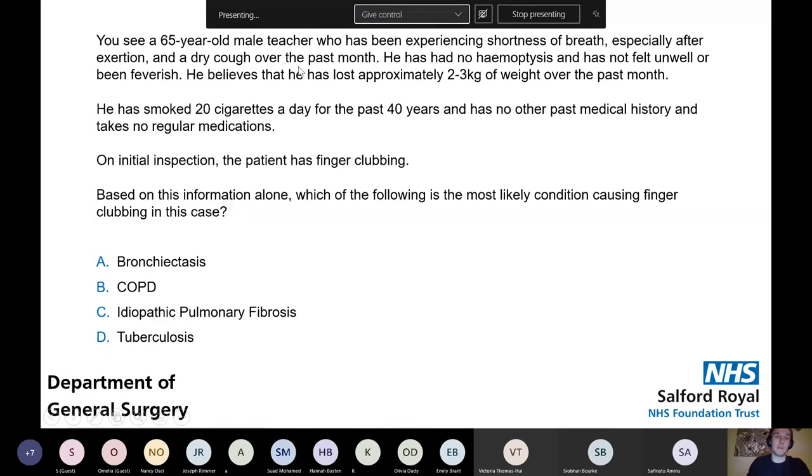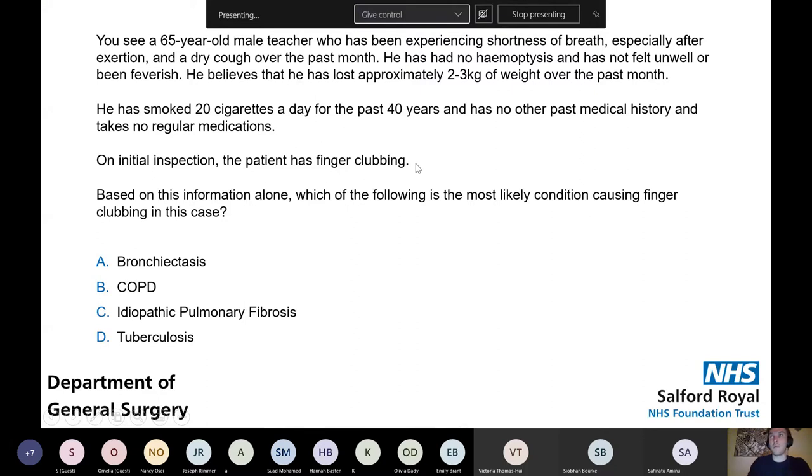If the smoking that he'd been doing for 40 years had led to a lung malignancy, you could see clubbed fingers, but lung cancer is not on here. That's a bit too much of a reach. There is a better option here, and that's idiopathic pulmonary fibrosis. So he's the right age demographic for pulmonary fibrosis. Exertional shortness of breath is typical, dry cough as well. Weight loss can be seen in cases of pulmonary fibrosis, and smoking history often goes along with pulmonary fibrosis as well.